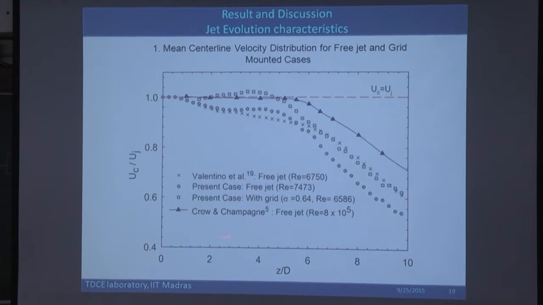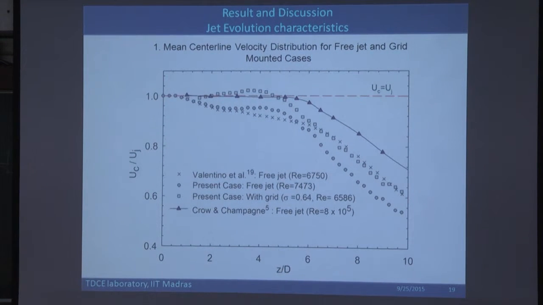But when you put a grid, we said that it is going to suppress the roll up vortices. So you could see that the presence of the grid has had an effect in the central core. It is almost constant, similar to a high Reynolds number jet, and then it decays. So grids are essentially suppressing the roll up vortices, or the shear mode instability.